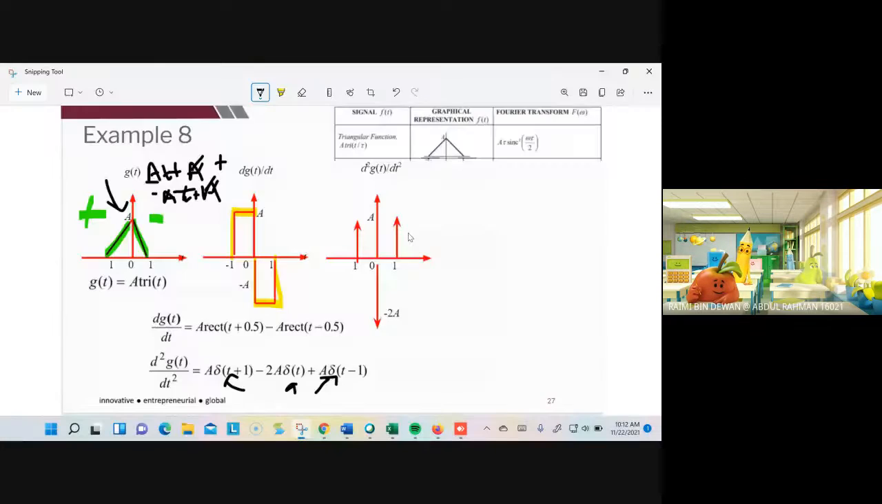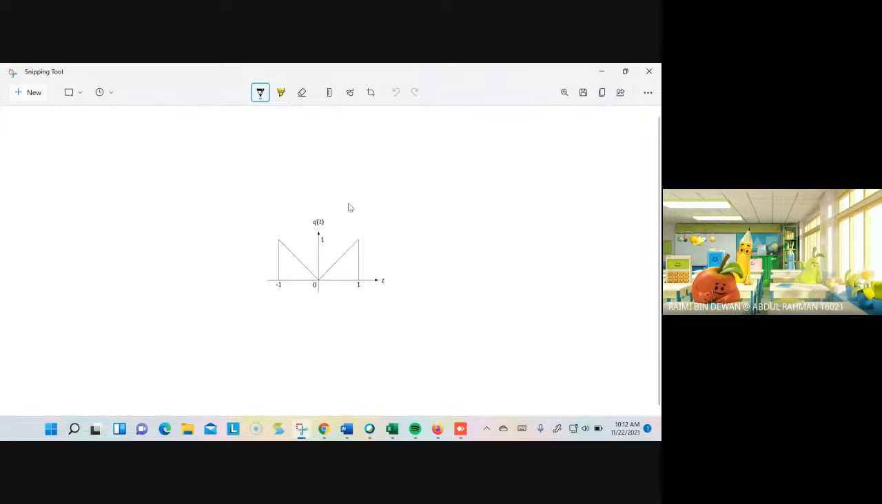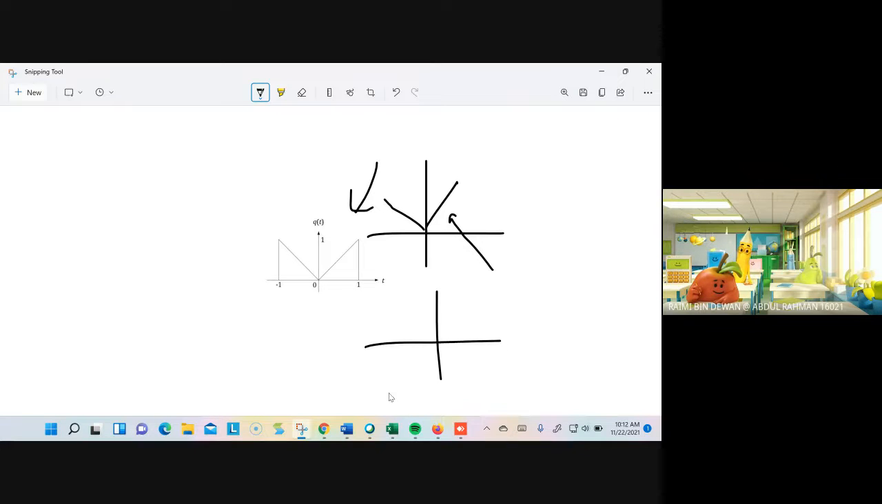For example, how are you going to obtain this one? First, you have this side, and second, you have this side. So how do you obtain this one? Maybe first it is like this. And then in order to only have the positive one and the rest will be 0, you need to multiply with a unit step.